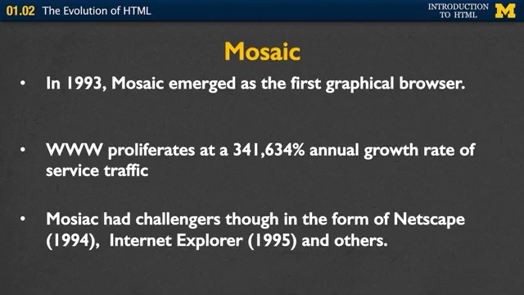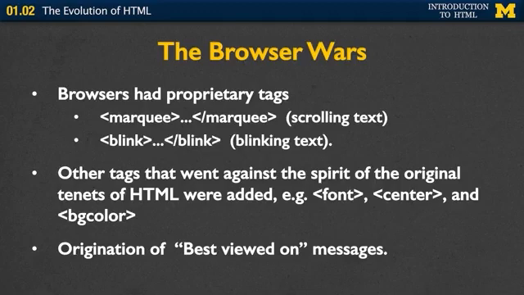Mosaic had challengers though, in the form of Netscape, Internet Explorer, and other browsers. This was the start of what we call the browser wars. Each of these browsers decided that they wanted to create these proprietary tags that would only work on their browser. Some of the examples were Marquee, where you could have scrolling text, or Blink, which would only work on some of the browsers and not others.